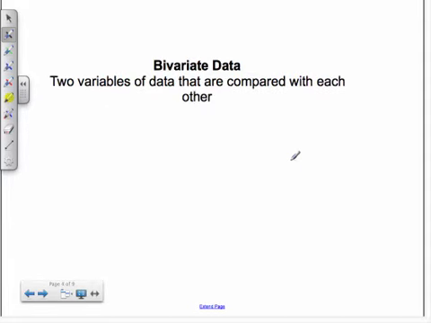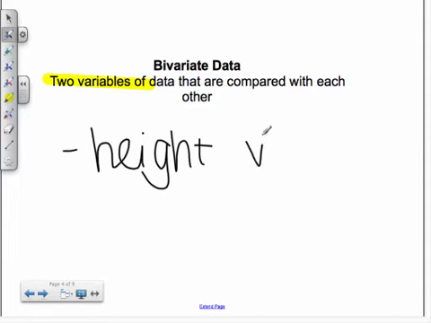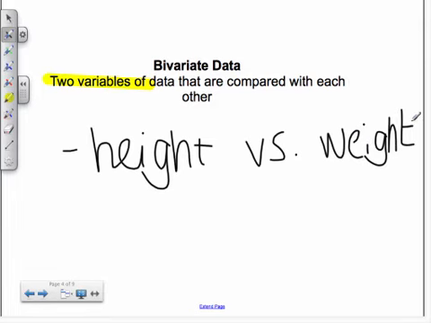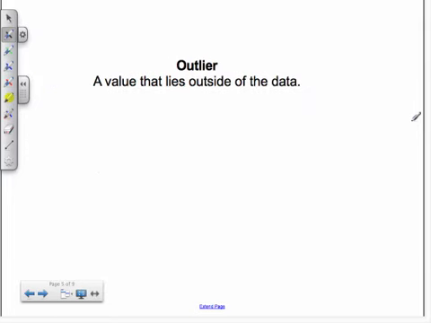If it is bivariate. Bivariate data means that there's 2 variables of data that are compared with each other. By the way, if you need to, make sure you press pause so you can get all of this information down. An example of 2 variables that you could compare with each other is somebody's height versus their weight. Okay? So you have an x variable and you have a y variable, an independent variable and a dependent variable. Now the last vocabulary word is an outlier, and that's a value that lies outside of the data, and we'll talk about that in a little bit. Okay?